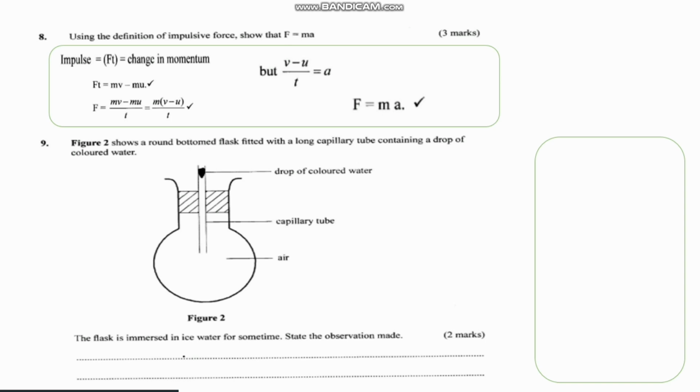Question 9 reads, Figure 2 shows a round bottomed flask fitted with a long capillary tube containing a drop of colored water. In the diagram below, you can see there is a round bottomed flask, and in most experiments, a round bottomed flask is used because it enables uniform circulation of heat or temperature. There is a capillary tube and a drop of colored water, used for visibility purposes. The flask is immersed in ice for some time.